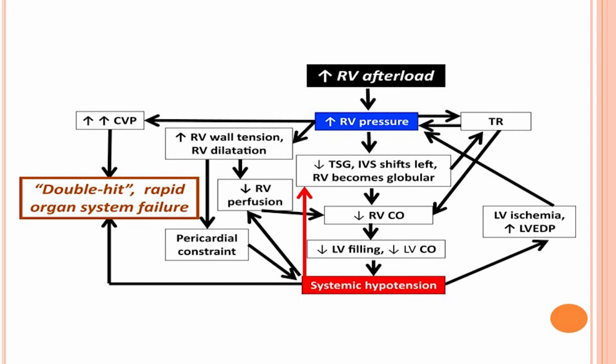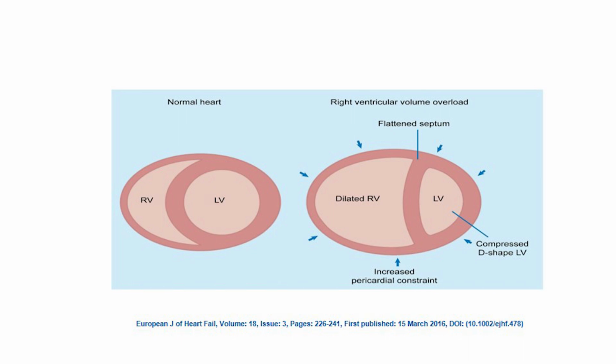There will be RV dilatation, there will be pericardial constraint. It will cause an increase in the CVP, so there will be a double hit and rapid organ system failure. So this is the main area which we need to concentrate upon. This is what we see in the cross-sectional area of the RA and RV.